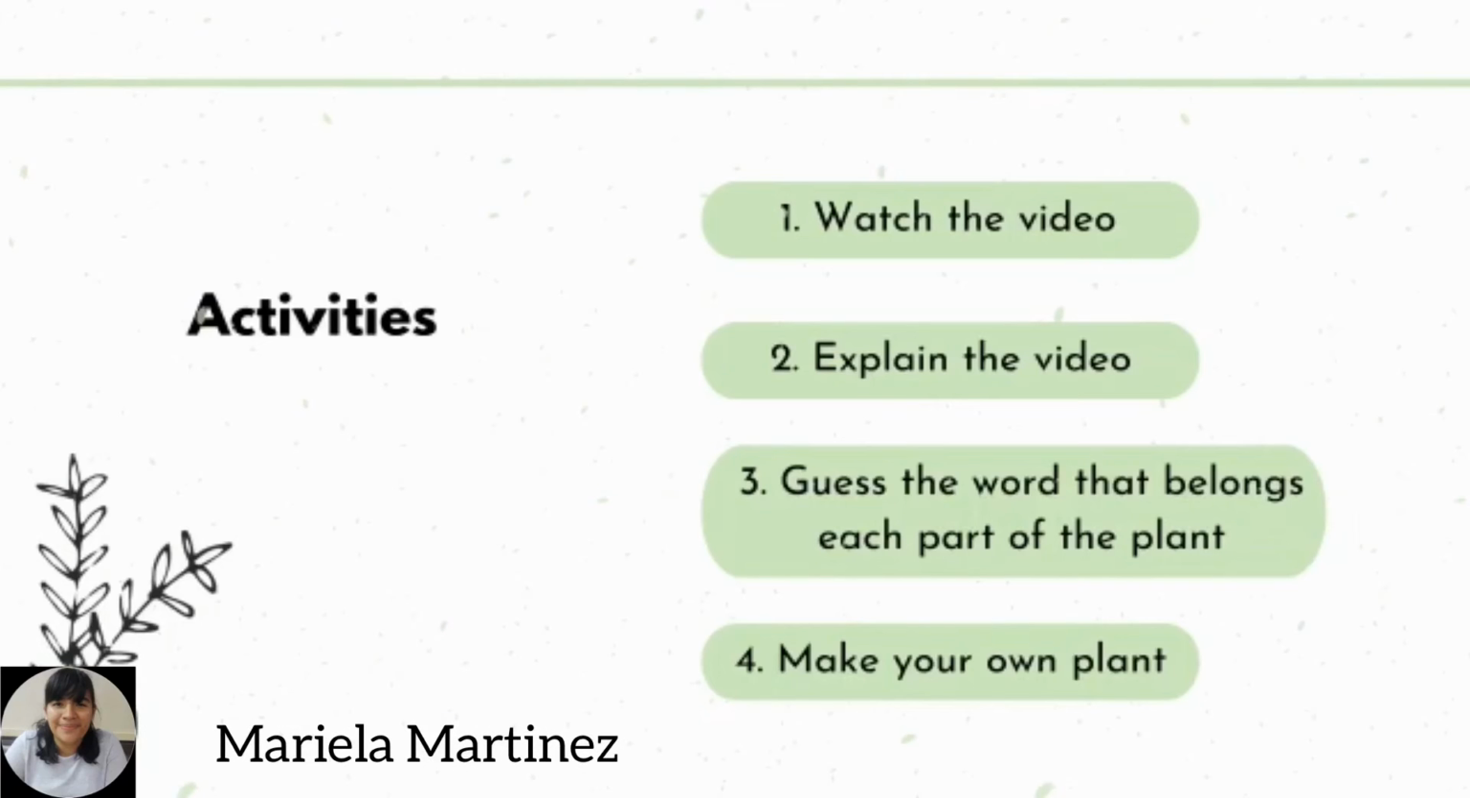The third activity. Guess the word that belongs to each part of the plant. In this activity, the teacher is going to review the parts of the plant and then show the students an image of it and some cards that have written its parts. So that the students' work is to guess the word that belongs to each part and paste it on the picture. With the teacher's help, the students repeat the words out loud in order to learn them by heart.